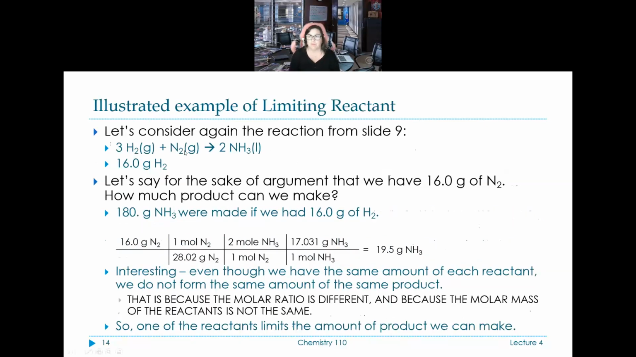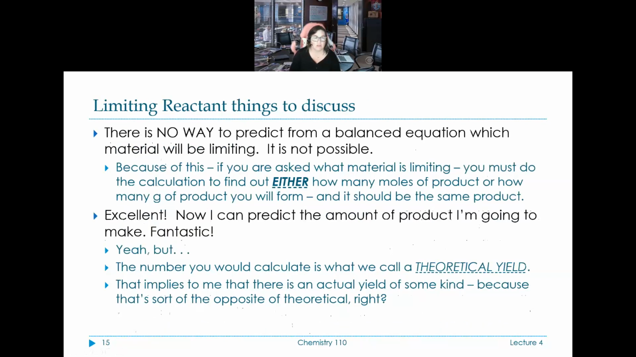Illustrated example. Let's consider again the reaction from slide 9. So we still have 3H2 plus N2 gives 2NH3, and 16.0 grams of H2. Let's say for the sake of argument that we have 16.0 grams of N2 as well. How much product can we make? Well, sorry, I made a mistake when I was typing this. Forgot to do something I needed to do, so.